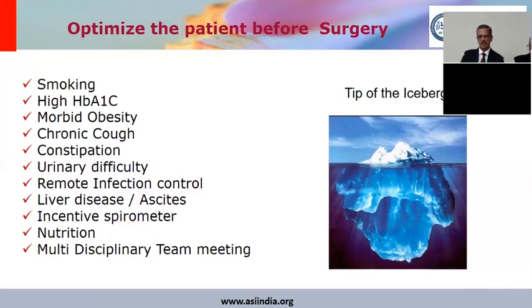Patients should start doing incentive spirometry, prepare their lungs, and check whether their nutrition is optimized or not. And if you have a difficult patient, it's a very good idea to have a multidisciplinary team meeting where even the anesthesia specialist is involved, so that we are all on the same line, whether intraoperatively or postoperatively, and ultimately get the best results out of this surgery.